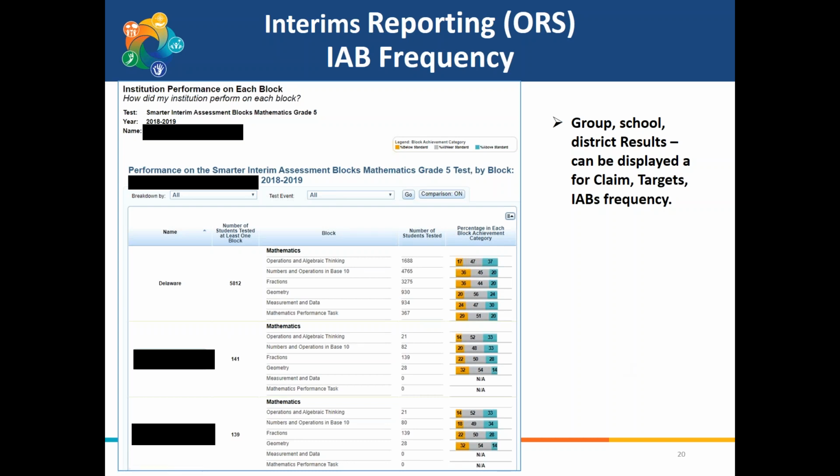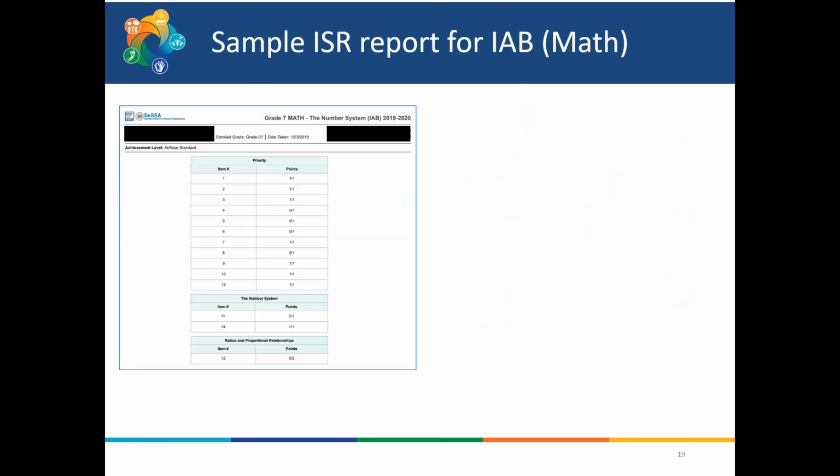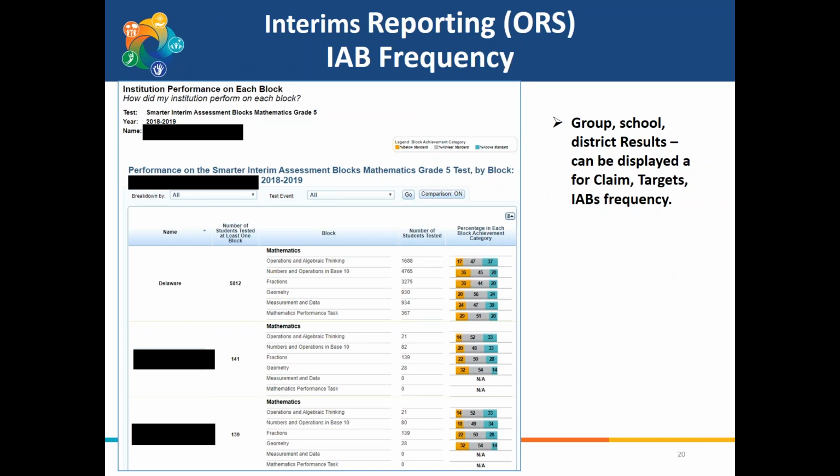So this is just an IAB frequency. That's another type of reporting. This is not available in Airways. Everything I have shown so far was in Airways. This one is in ORS.